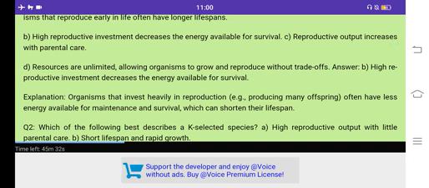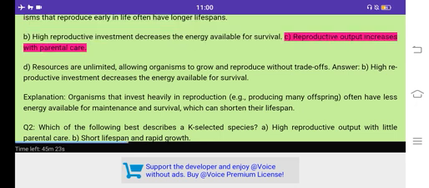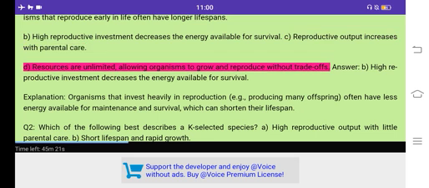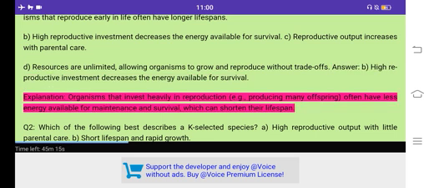6. Previous year questions and answers on trade-offs. Q1. The trade-off between reproduction and survival is best explained by which of the following? A. Organisms that reproduce early in life often have longer lifespans. B. High reproductive investment decreases the energy available for survival. C. Reproductive output increases with parental care. D. Resources are unlimited, allowing organisms to grow and reproduce without trade-offs. Answer. B. High reproductive investment decreases the energy available for survival. Explanation. Organisms that invest heavily in reproduction, e.g., producing many offspring, often have less energy available for maintenance and survival, which can shorten their lifespan.